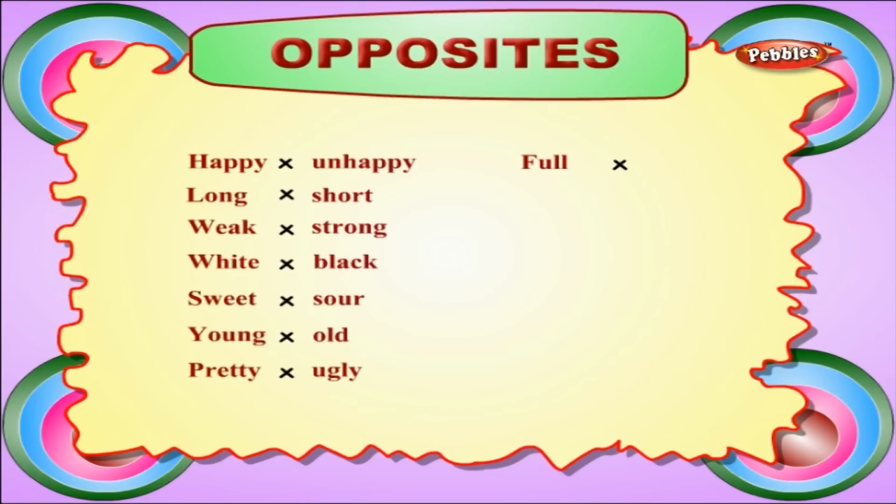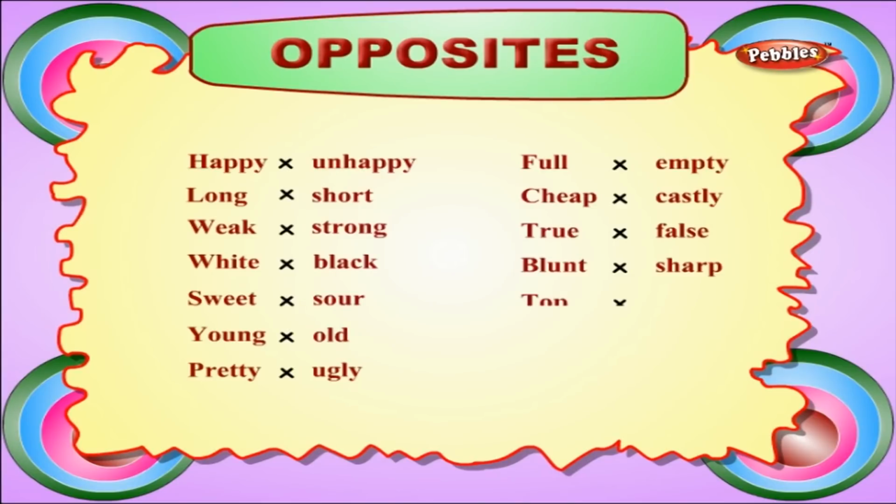The opposite of full is empty. The opposite of cheap is costly. The opposite of true is false. The opposite of blunt is sharp. The opposite of top is bottom. The opposite of absent is present. The opposite of wet is dry.